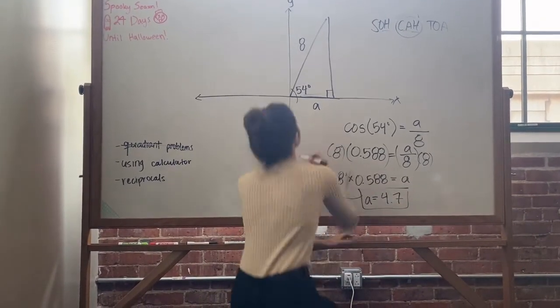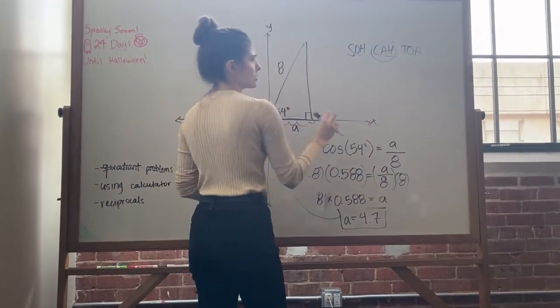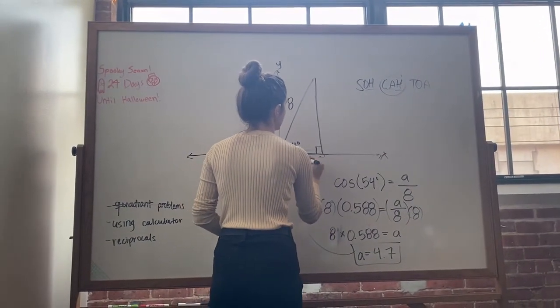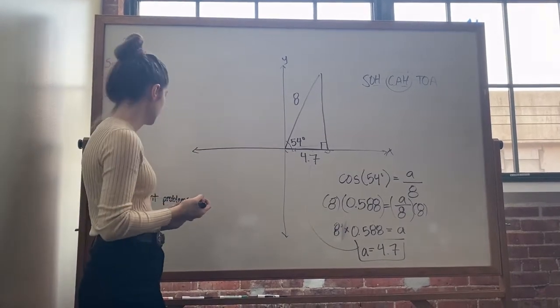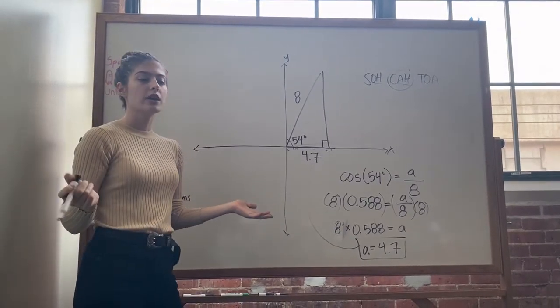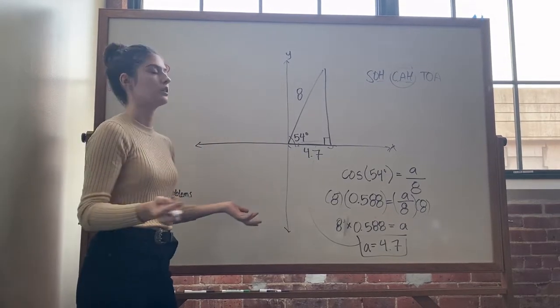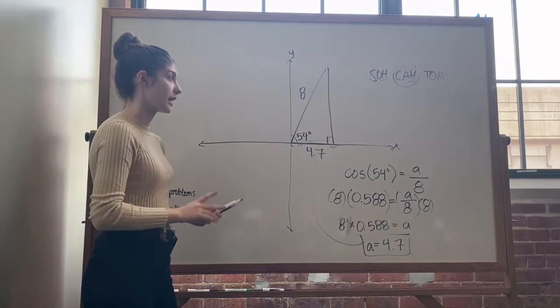So that means that this right here is going to be 4.7 units. This right here, 4.7. Cool. I hope now we know how to actually use a calculator when we're trying to find sides in a triangle. I'm hoping we're feeling better about that.